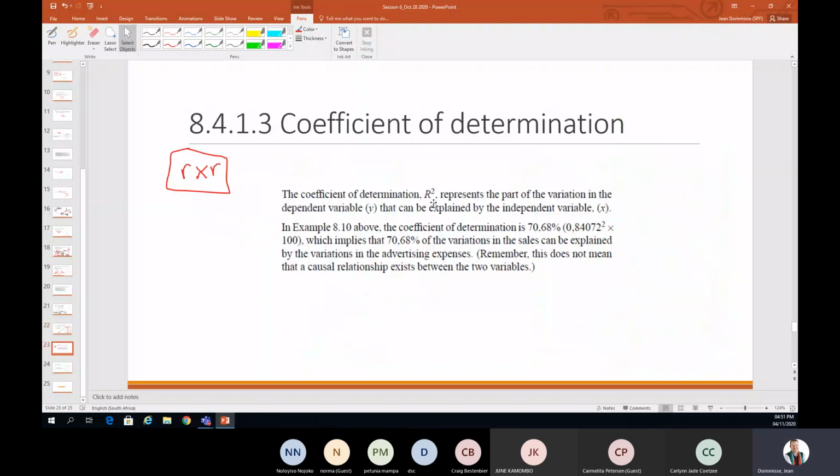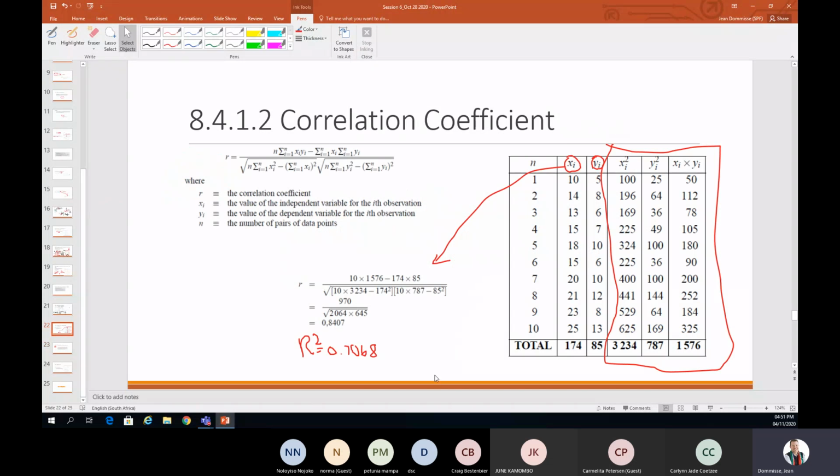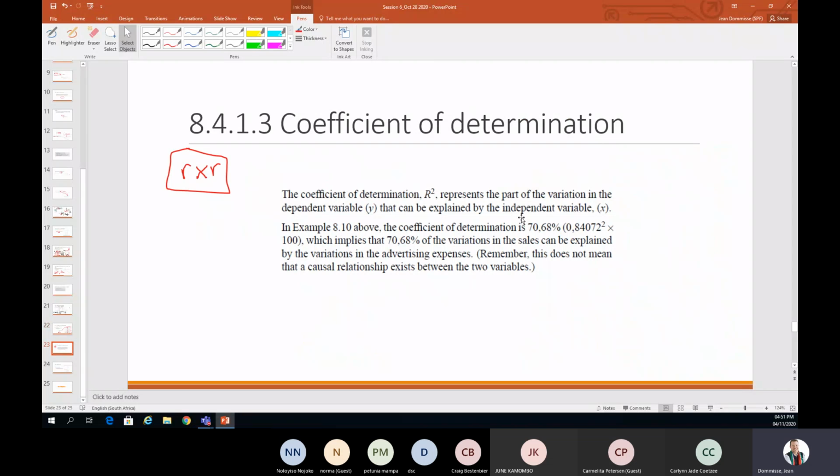So let's see. They got the same, 70.68. And again, you can present it in two ways. You can have it as 0.7068, or if you multiply by 100 to give a percentage, that is also fine. So again, just another way of representing the R square.